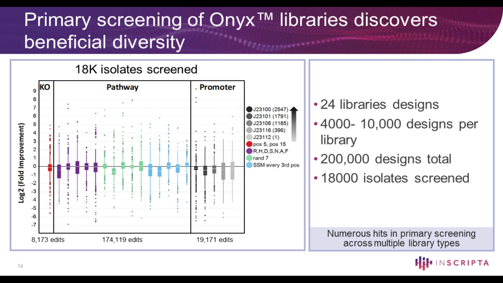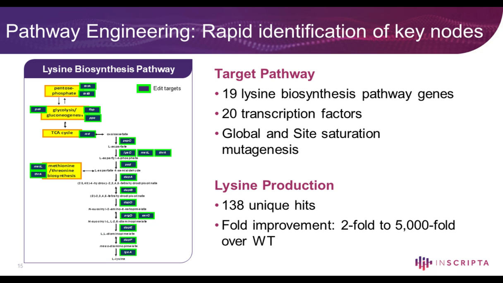We then took the top hits from all these libraries and rescreened them or retested them for confirming the lysine titers. And the question we were asking is, lysine biology is an extremely well-studied system in E. coli. Given that, can we identify novel targets both in the rational approach and in the unbiased approach? And we were able to identify targets in both these cases using the scale and diversity of the edit types that we've put into these libraries. So the next slide, let's look at the pathway engineering results.